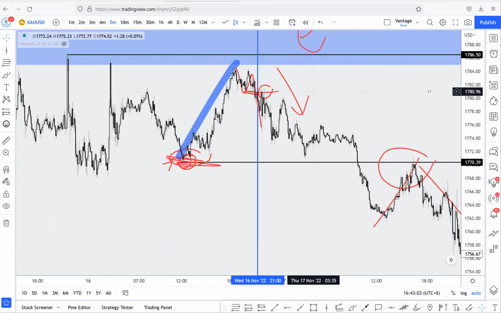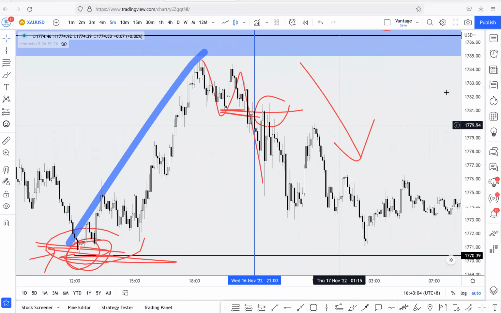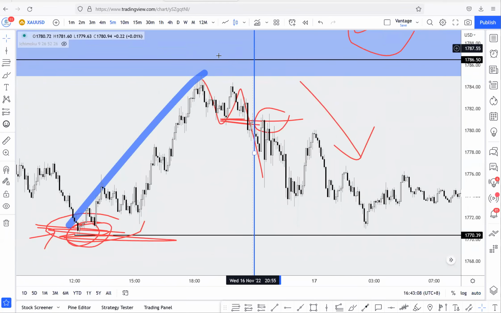So you can easily take the shorts here, understanding order flow, understanding that you're on a higher time frame supply, and more importantly, the smaller time frame is giving you confirmation with the change in structure.